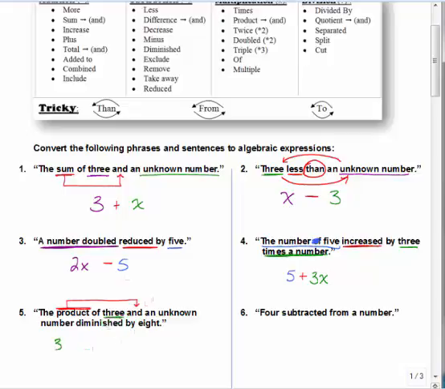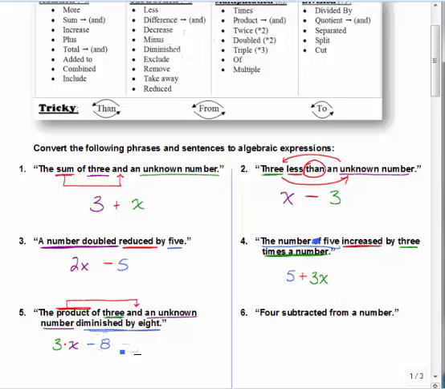So 3 times an unknown number, so let's call that x, and then finally that is diminished by 8. I already used green. Diminished by 8. So diminished, if you look carefully up here, I think you'll find diminished is right there under subtraction, so minus 8.